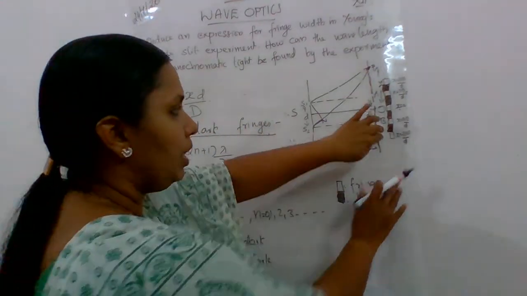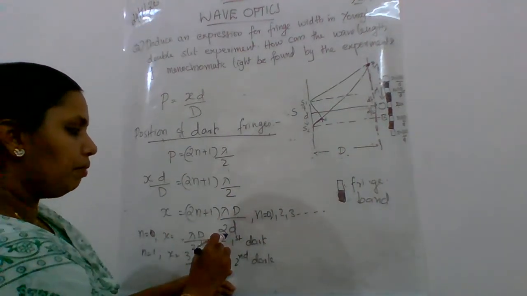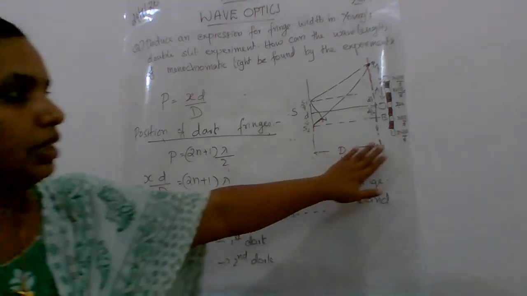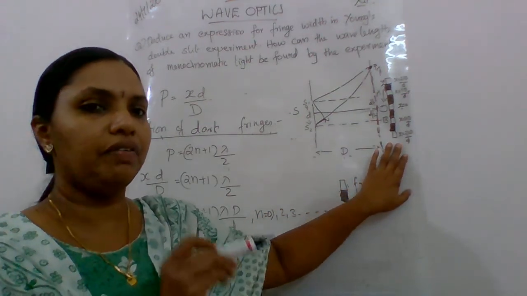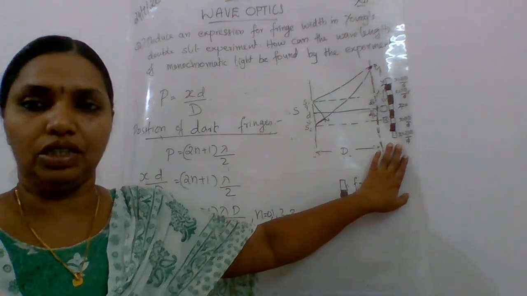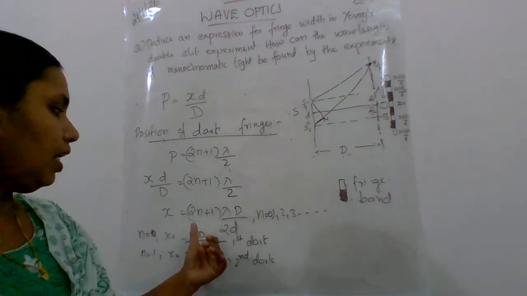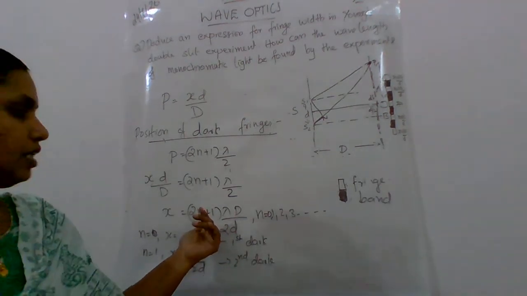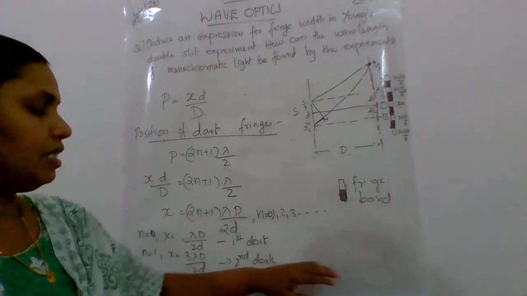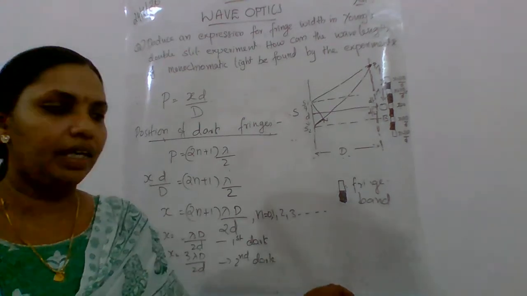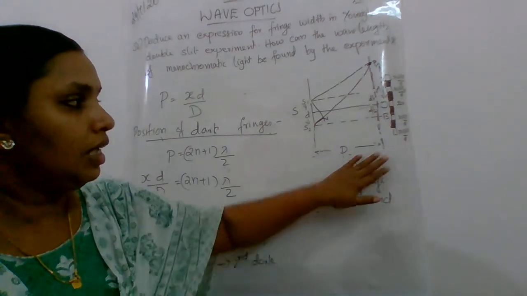So the position for dark, where are you getting the dark? At (2n plus 1) lambda D by 2d. As the n value changes, we will get dark and bright, so on the screen we will get alternate dark and bright fringes. So the condition for the dark fringes: we get the dark at x is equal to (2n plus 1) lambda D by 2d, and we get the bright at x is equal to n lambda D by d, and the n value changes. So we will get the first dark, second dark, like that. So it is alternate.